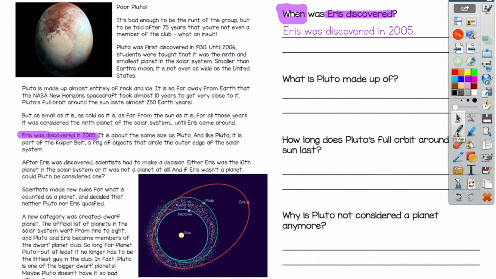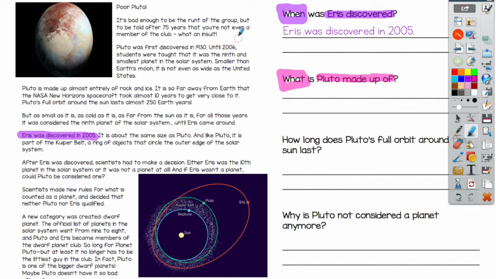Okay, now that I've answered that question, I can move on to my second question. What is Pluto made up of? So I'm looking at a what question. Whenever I'm looking at a what question, I'm thinking about nouns or actions that answer the question. So it's talking about Pluto, and it's also talking about what is Pluto made up of. Because Pluto was mentioned in the beginning of my text, I'm going to look at the beginning.